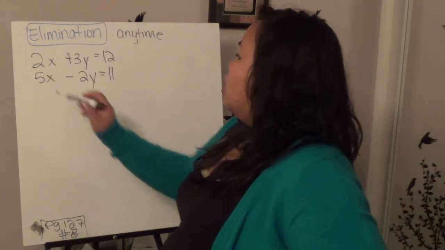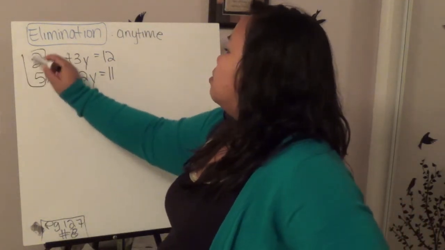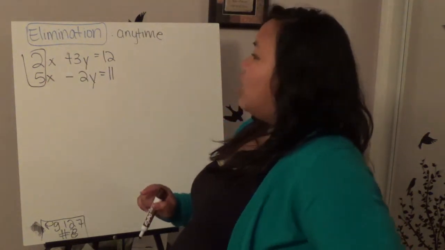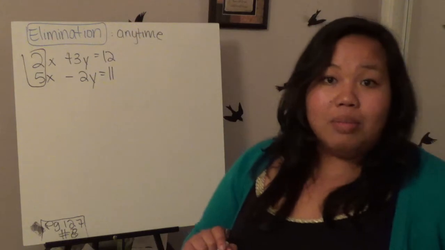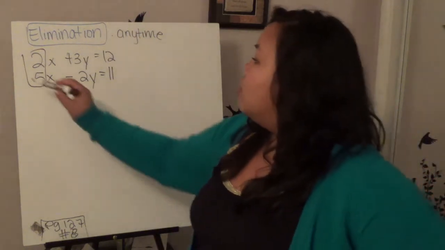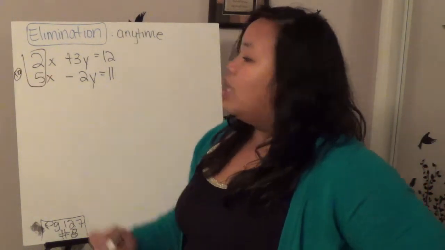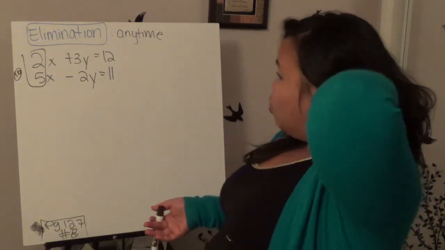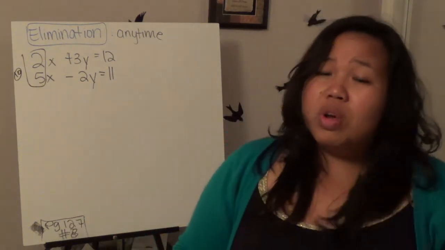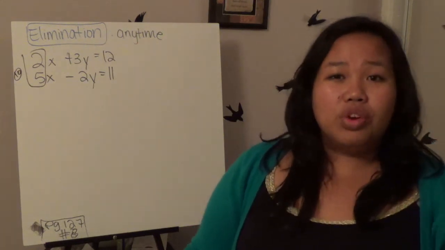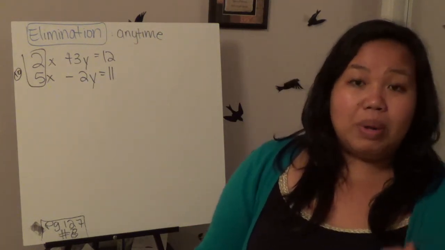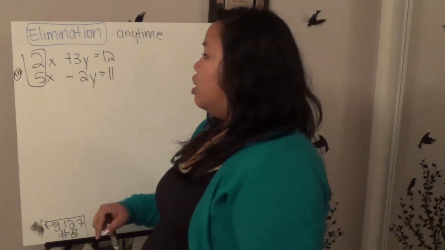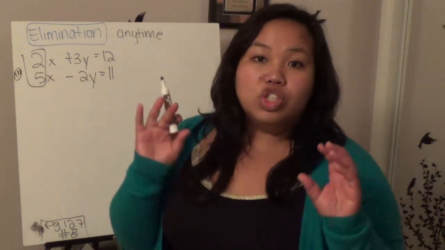For example, let's look at x. Okay? x has 2x and 5x. Now, what number do they both have in common? They both can go into what? 10. Right? Let's use 10. They also can both go into 20. They both can go into 30. So it doesn't matter which number, but I'm going to try to choose the smallest number, which 5 goes into 10 and 2 goes into 10. So I want to see how to change it.